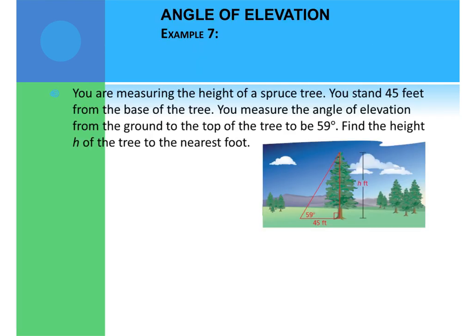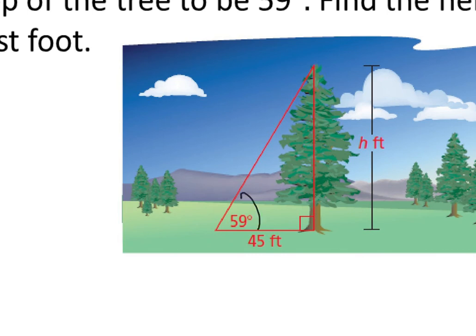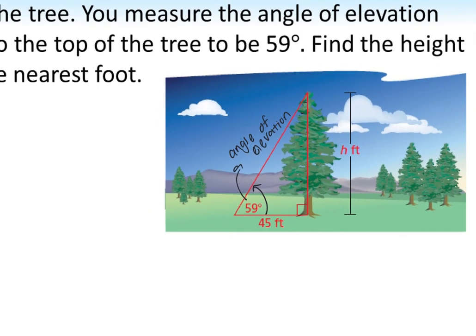So let's look at an example. You are measuring the height of a spruce tree. You stand 45 feet from the base of the tree. You measure the angle of elevation from the ground to the top of the tree to be 59 degrees. Find the height of the tree to the nearest foot. In other words, this is our angle of elevation because it's starting from the ground and it's going up. So 59 is our angle of elevation. And then we don't know the height of the tree, but we know that we're standing 45 feet from the tree. How could we figure out the height of the tree?